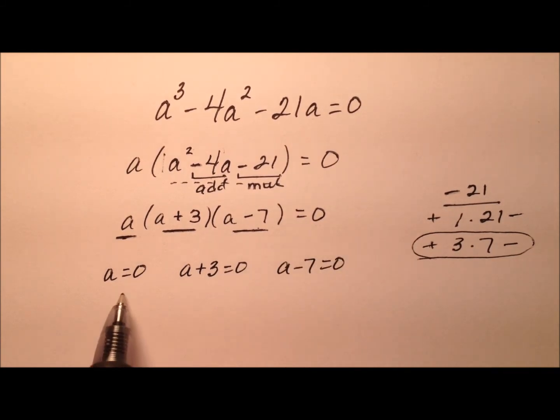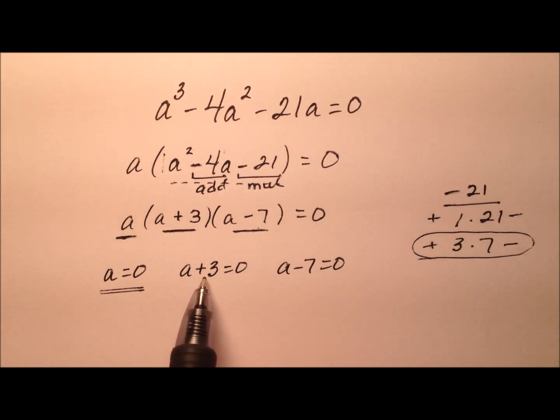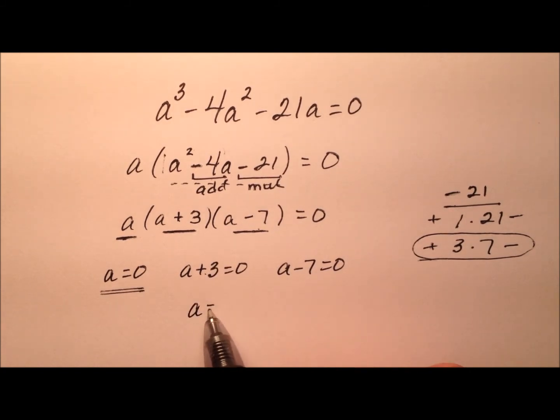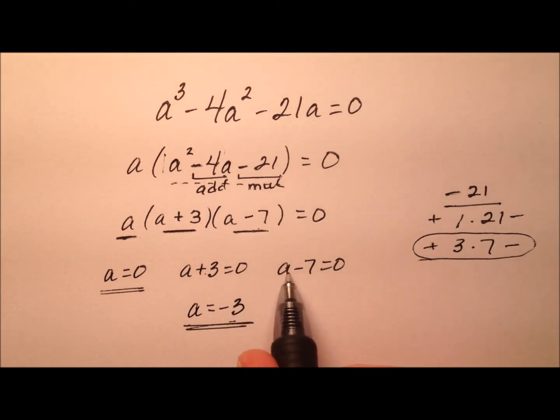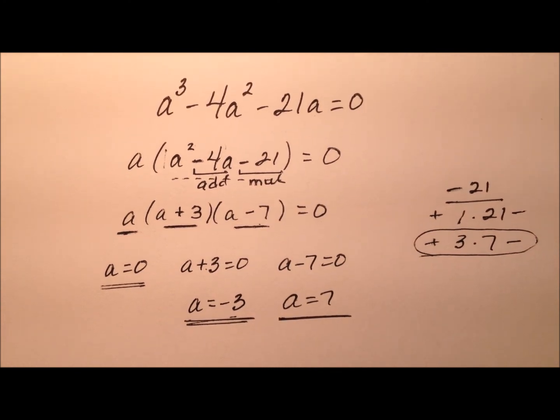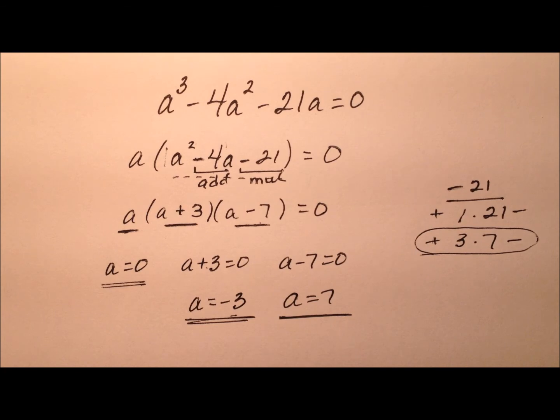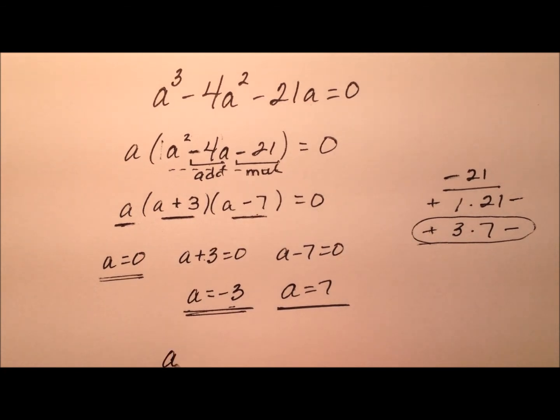Well, the first one looks like a equals 0. That's already solved. The second one, I can subtract 3 from both sides, and I'll have a equals negative 3, and that's a second one. And here I can add 7 to both sides, and I'll have a equals positive 7, and that's the third value. So it looks like this equation has 3 solutions, and they're going to be 0, negative 3, and 7.